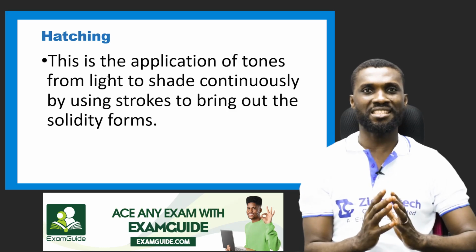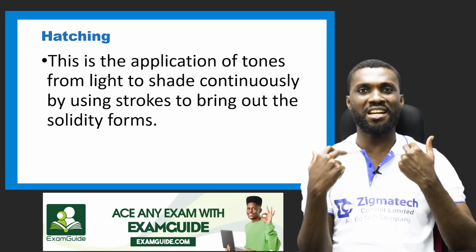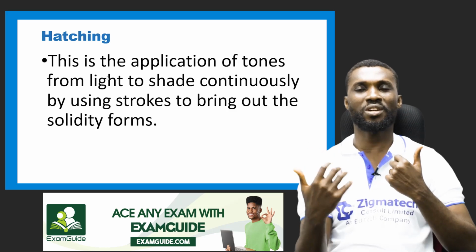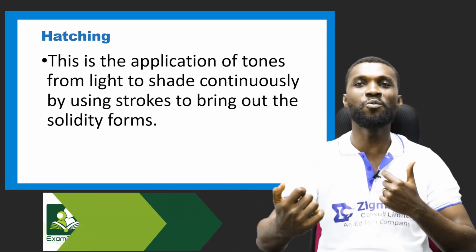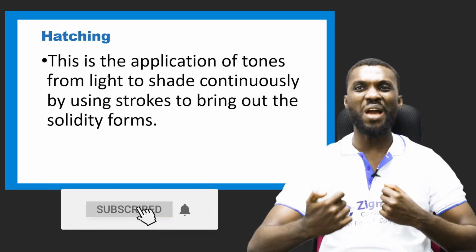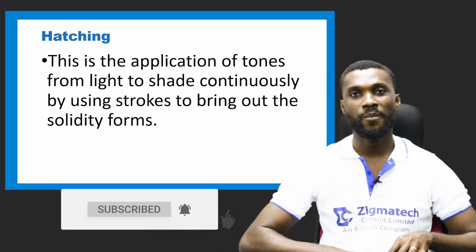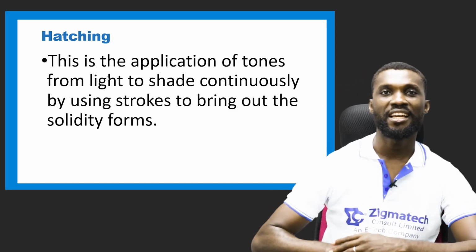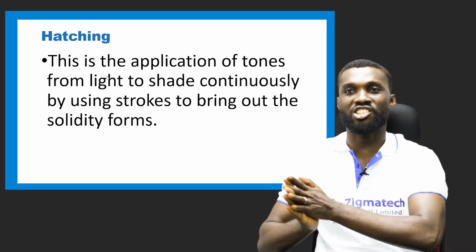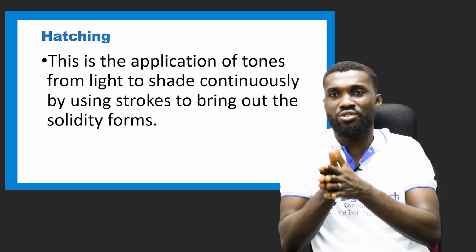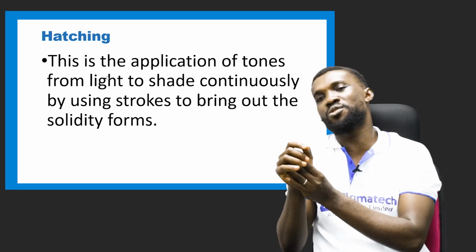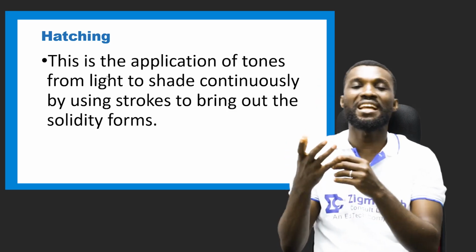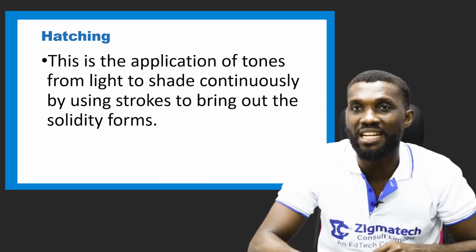Whenever you hear the word creating something that is solid, what are the things that are solid? Rock, stones, wood. If you see wood or rock, you identify them with strokes, with lines. That's exactly what hatching entails. So hatching is the application of tones from the light to the dark continuously by the use of strokes to bring out the solidity of that effect.